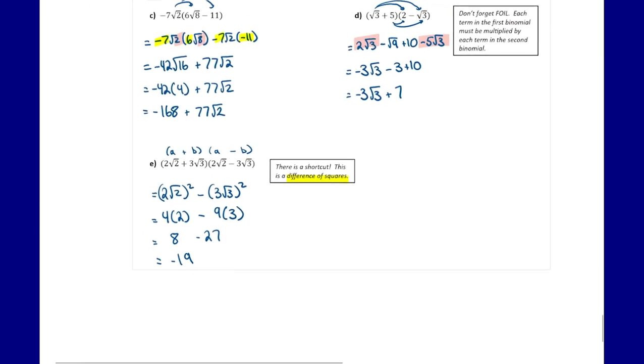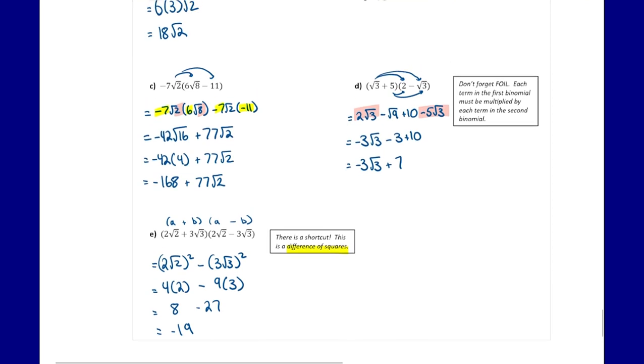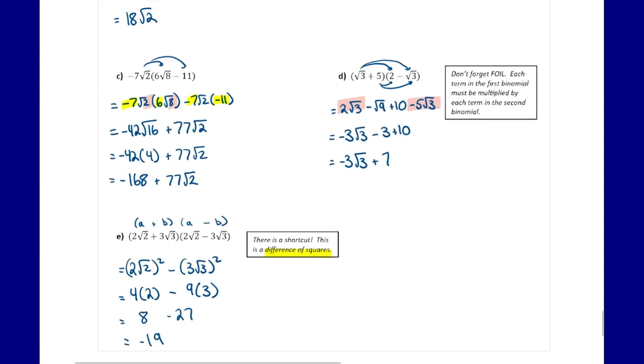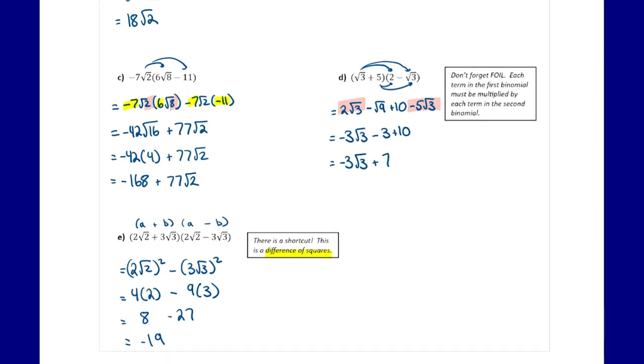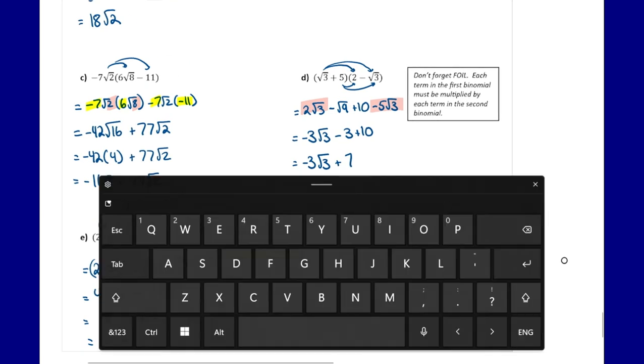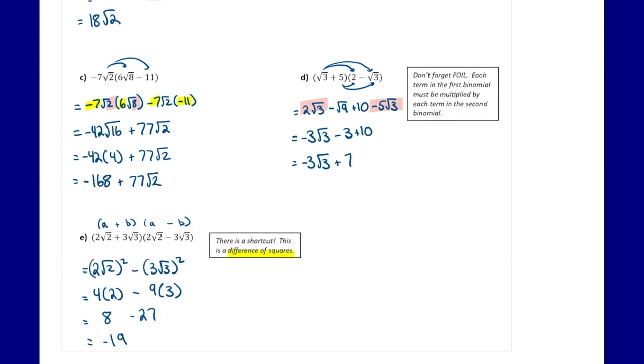So that's it for this lesson. Again, the main idea is understanding some of the characteristics of radicals and how we can simplify, multiply, add, and subtract different radicals. Make sure you know your perfect squares, or are aware of what perfect squares are, because they will be very useful when you're trying to simplify these.